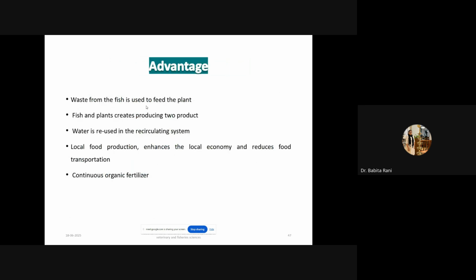The advantages: the fish waste is used by the plants. We'll get additional crops, the water will be recirculated, and the local economy can be enhanced and consumption reduced. Moreover, we don't need to add any extra fertilizer or medicines to the plants, except some foliar sprays, for example for the fruiting plants. We need to give some potassium supplementation, and some seaweed as a mineral addition. Otherwise, your plants are continuously getting organic fertilizer.